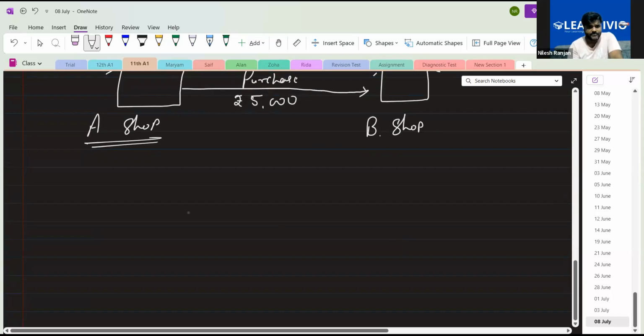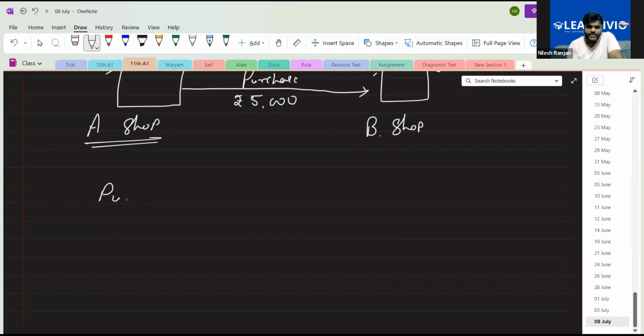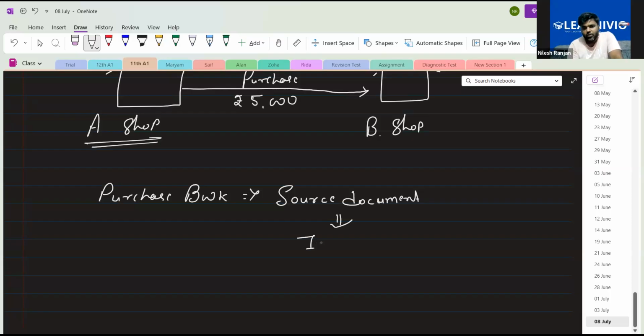Is that clear? Yes. So when you are purchasing, you are preparing purchase book. The source document from which we can prepare it, can you tell me what will be the source document? It will be the invoice of the seller. Invoice issued by the seller.